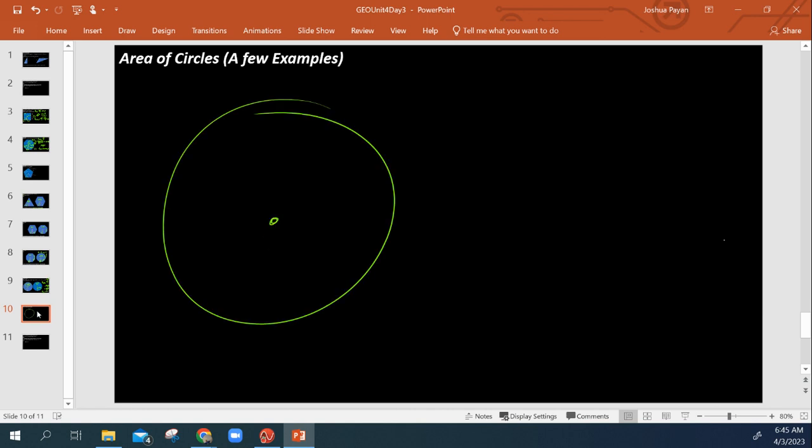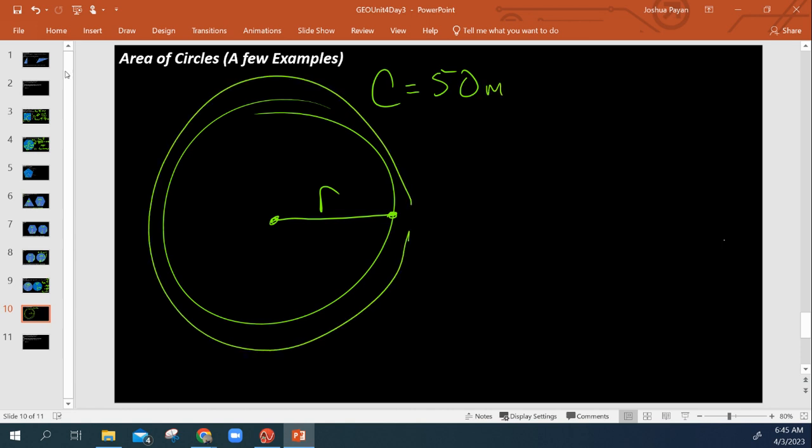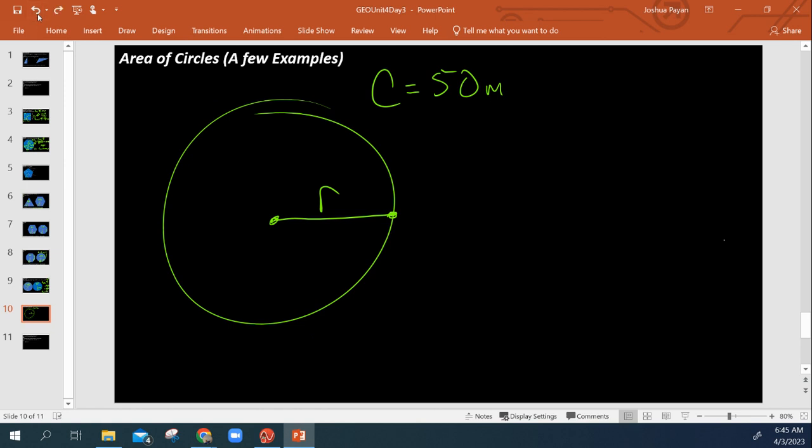So say we had a circle and we didn't know the radius, but we knew the circumference was, I don't know, 50 meters. That's the circumference. That's the distance all the way around. That's the perimeter of the circle. And I want to know, well, what is the area? Well, we don't even know the radius, but of course, we can easily figure that out.